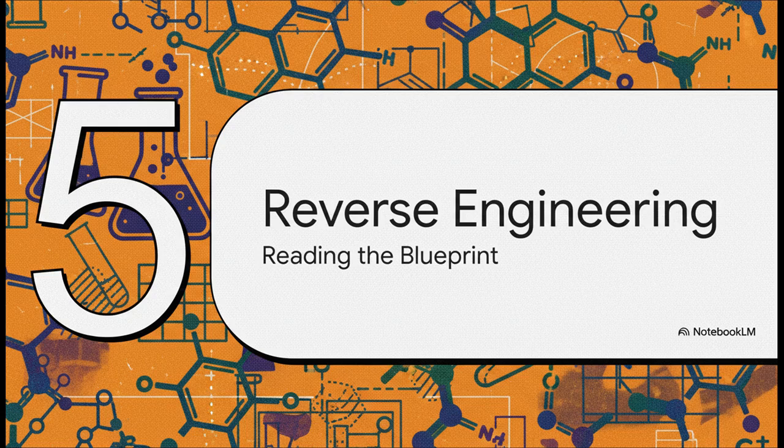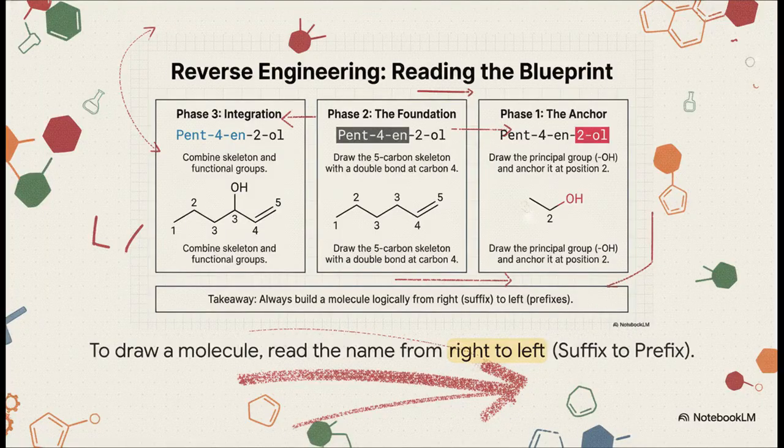So, we've gone from the structure to the name, but the real test of fluency, the true sign of mastery, is going the other way, reading the name and drawing the molecule. Let's try to reverse engineer the blueprint. And here's the trick. When you draw a structure from a name, you work backwards. You build it from right to left. Let's try to build pent-4-en-2-ol all together.